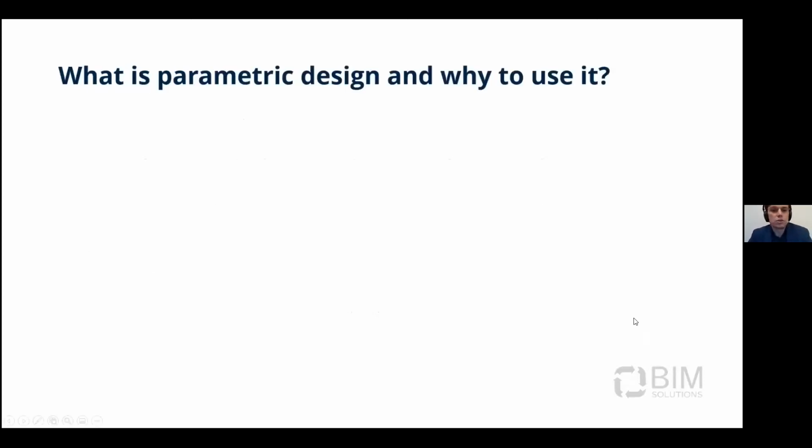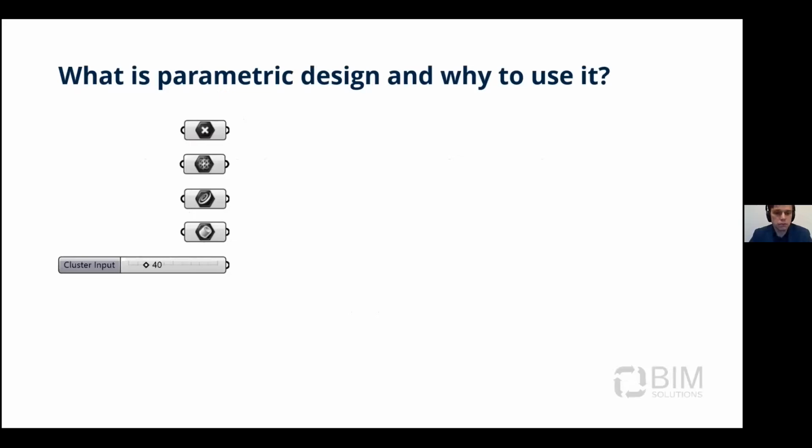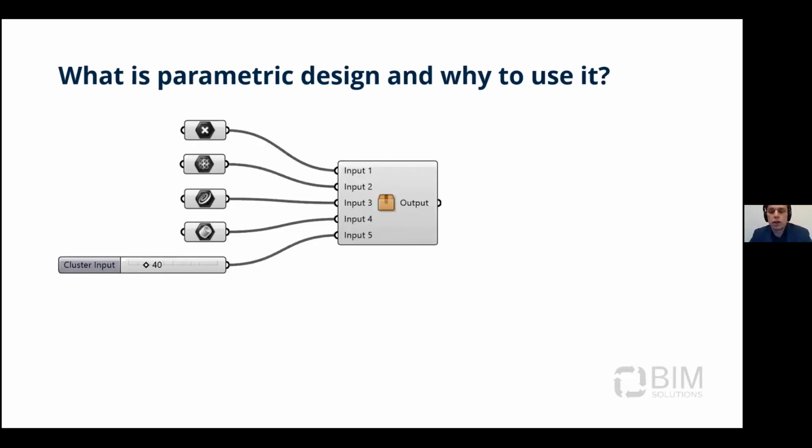So what is parametric design and why should we use it? Probably nothing new to most of you, but we start with some initial parameters that could be geometrical information, points, curves, some 3D geometry, some number inputs or text inputs. Those are parameters. Then we set up a set of rules.